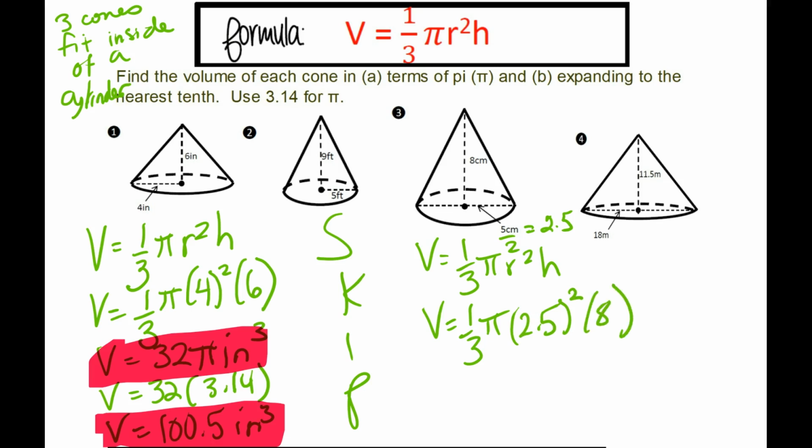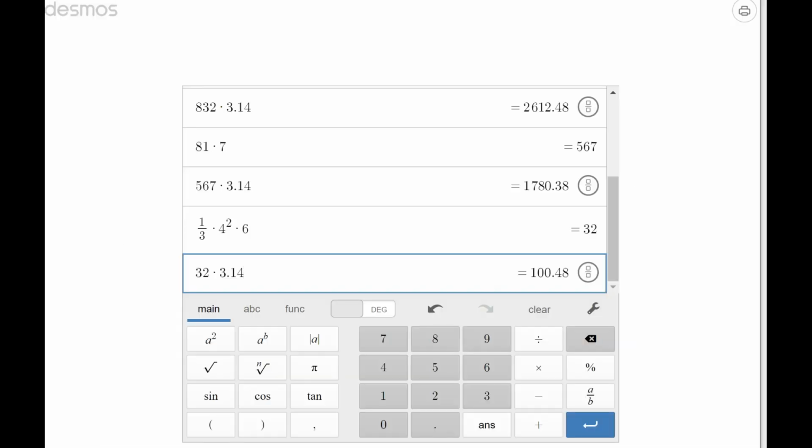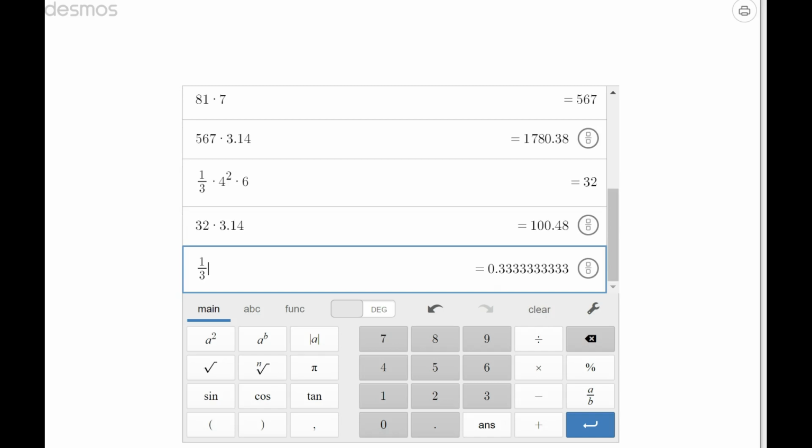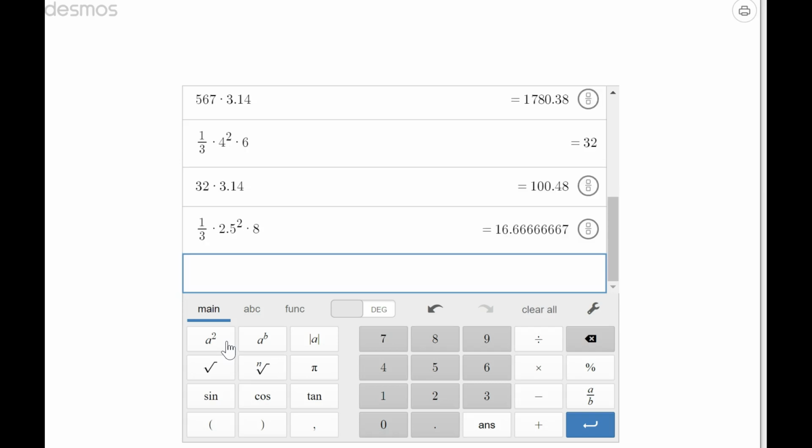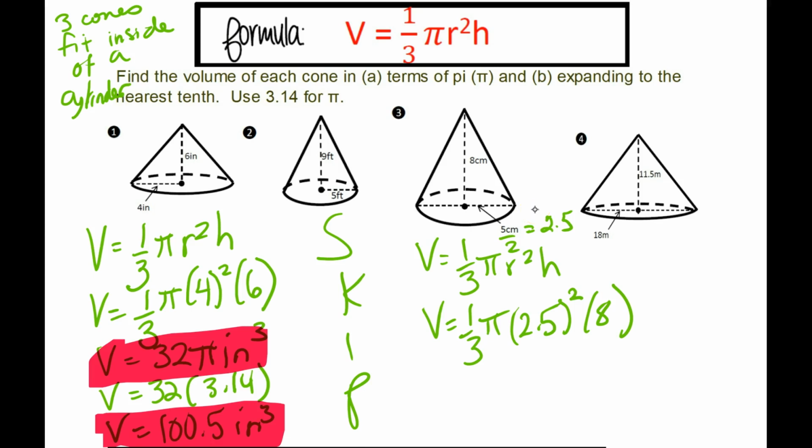Another thing people forget is to square. Square your stuff. So in the calculator, I am doing 1/3 times, what's my numbers again? 2.5 squared, hey, squared, times 8. That 6 right here is going to round this 6 up to a 7. So volume is equal to 16.7. What are our units? Centimeters cubed. Why is it cubed? Because it's 3 dimensions.